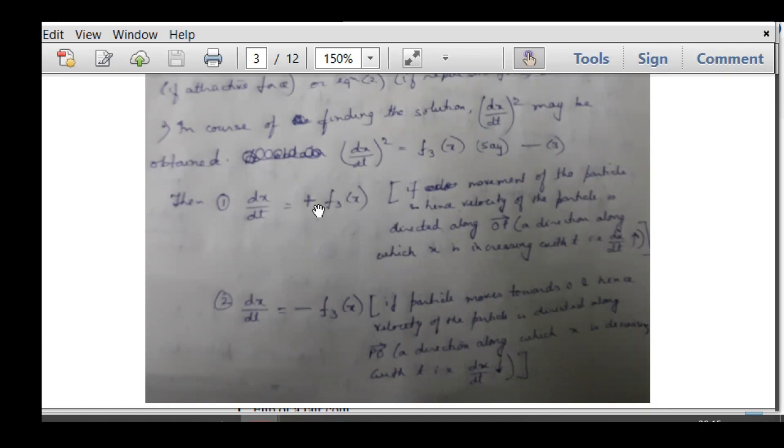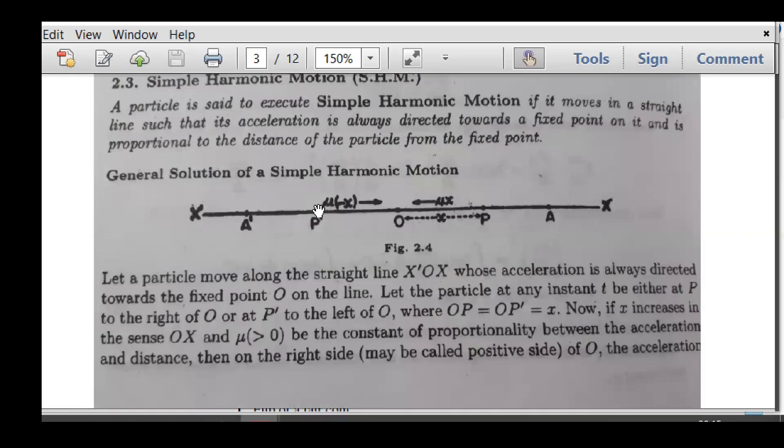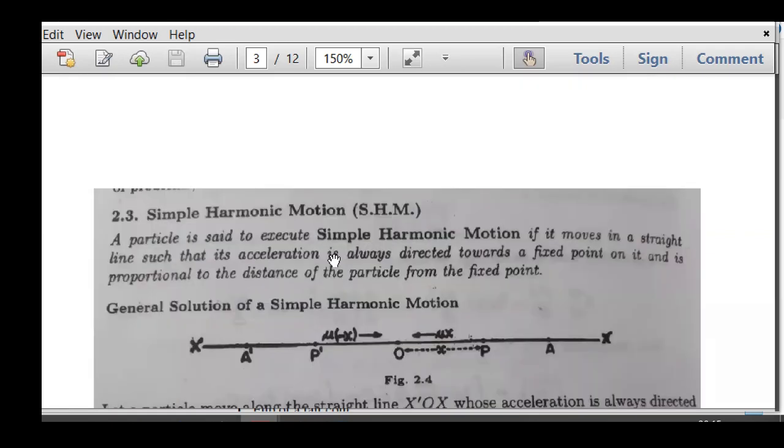Now let us go to the formal definition of a simple harmonic motion. A particle is said to execute a simple harmonic motion if it moves in a straight line such that its acceleration is always directed towards a fixed point on it and is proportional to the distance of the particle from the fixed point. So two things we have to keep in mind here. First and foremost, it is one dimensional motion. As you can see, it moves in a straight line. So no question of two parameters, only one parameter will be ruling. Only the distance from the fixed point is to be kept in mind.